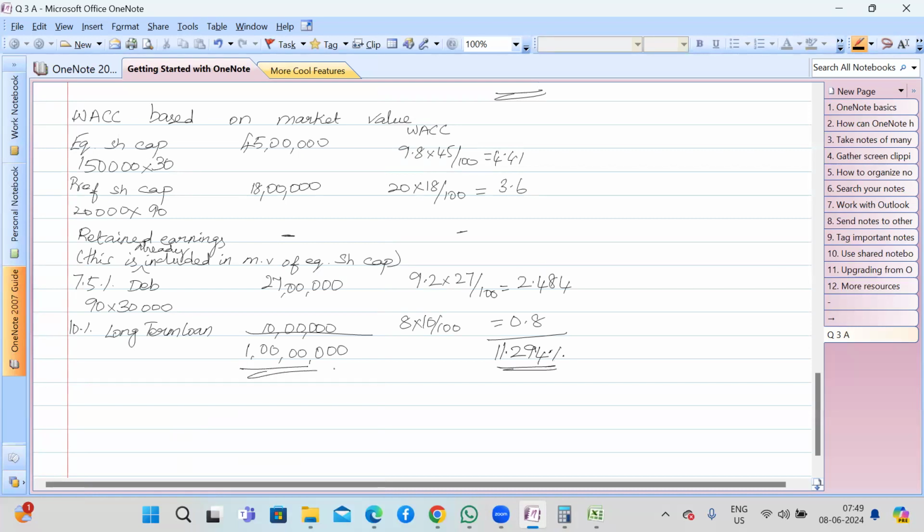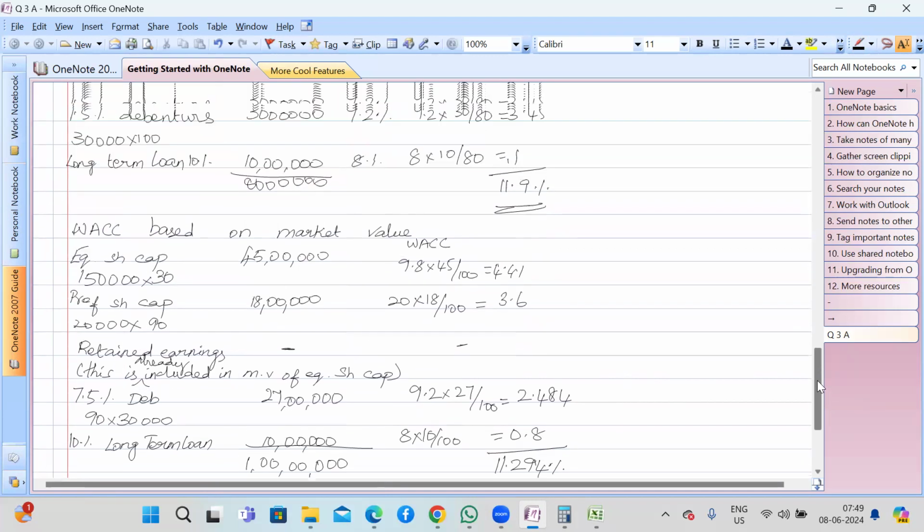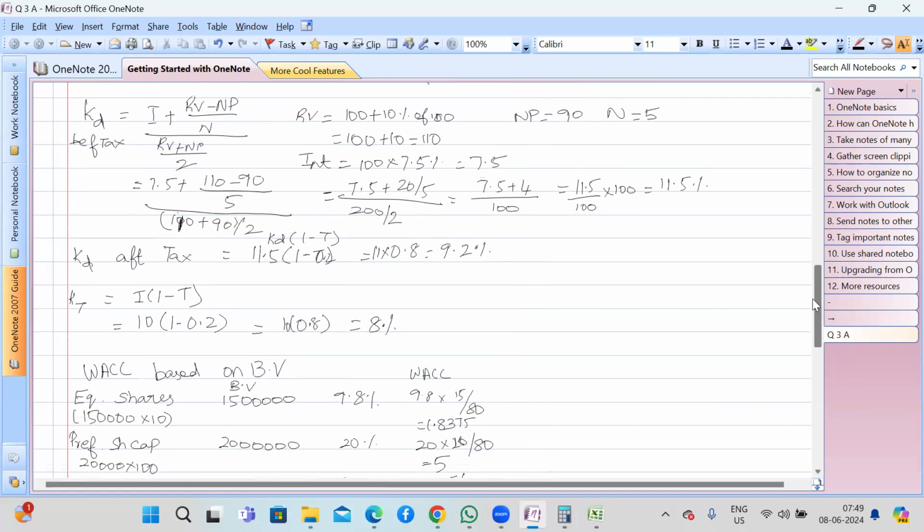Here we need to remember a few things. One is preference share and retained earnings: while calculating market value we have to ignore them because they are already added up in the equity share capital market value. And for KD, remember we always need to consider it after tax, that is, after calculating KD we need to apply the tax rate.